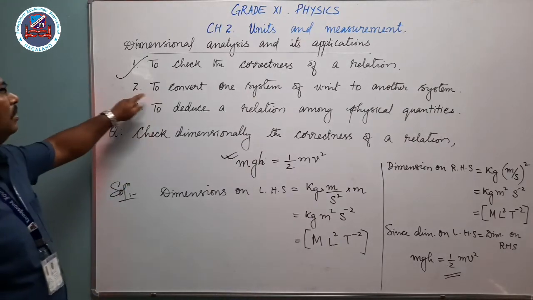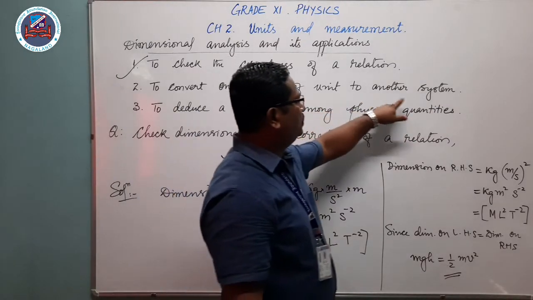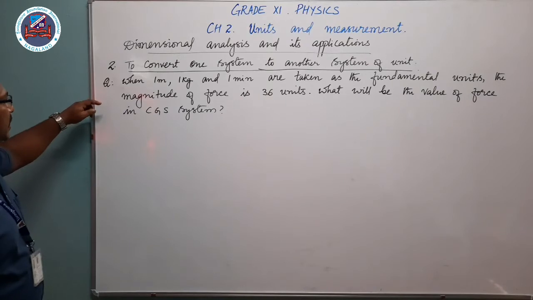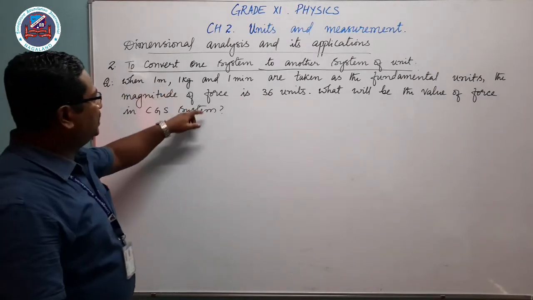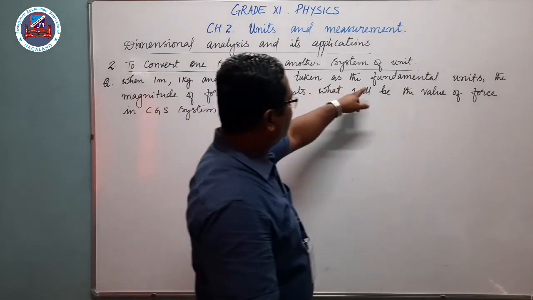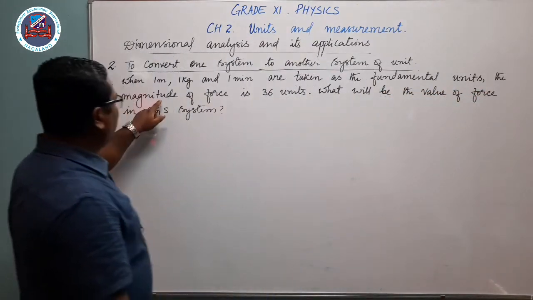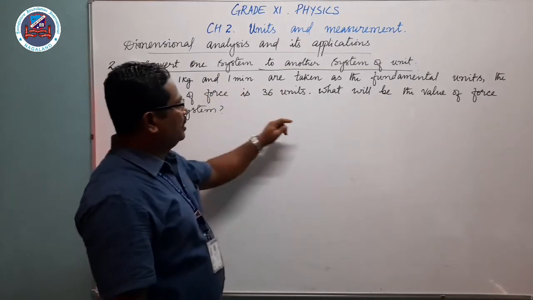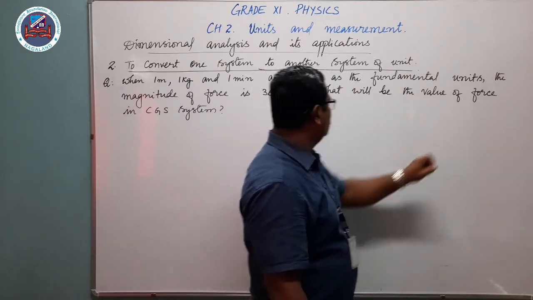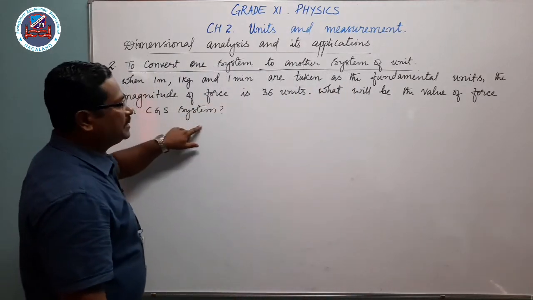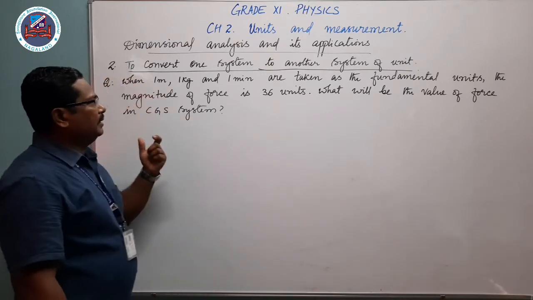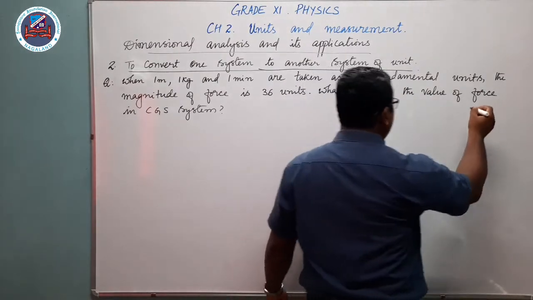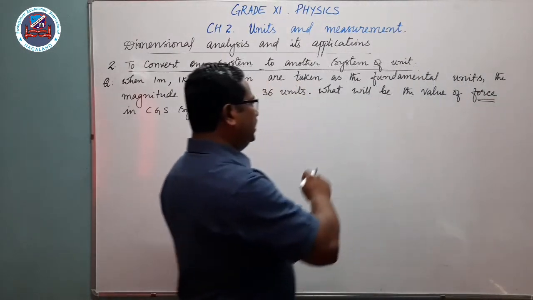Then the next one: to convert one system of unit to another system, let us see how we can do that. Here I have given you one question on the board. When 1 meter, 1 kg and 1 minute are taken as the fundamental units, the magnitude of force is 36 units. This is for one system of unit. What will be the value of force in the CGS system? So first, we have to identify the physical quantity we are dealing with. Here we are dealing with force.